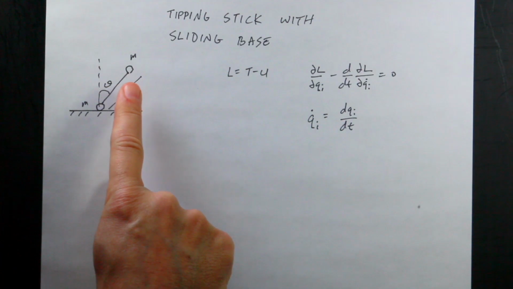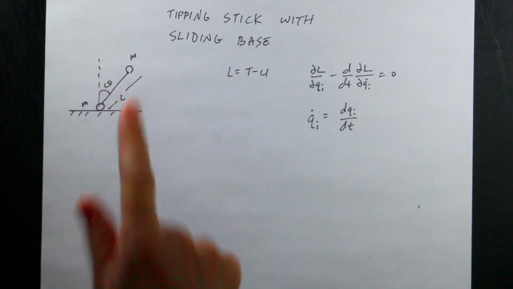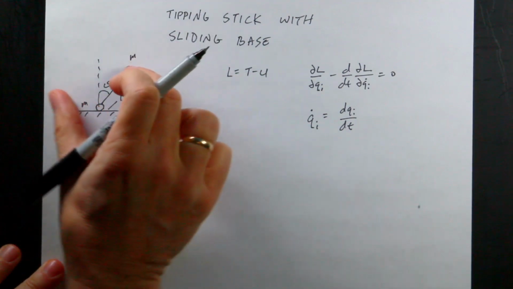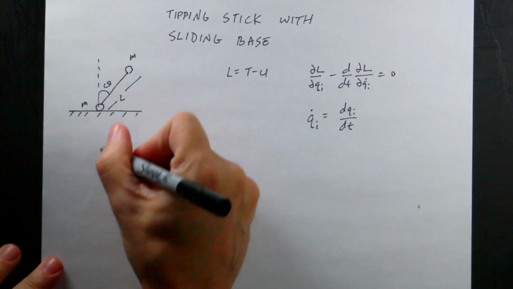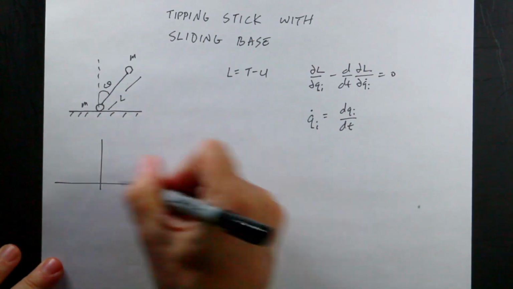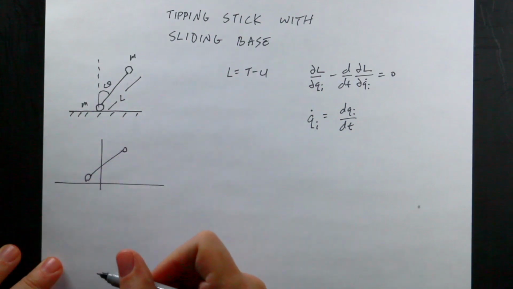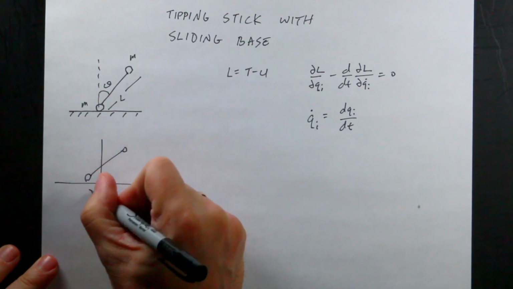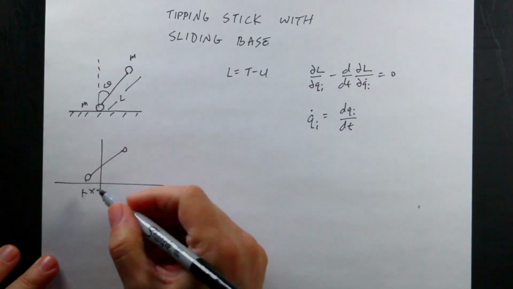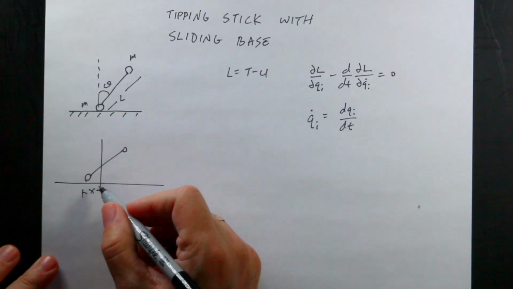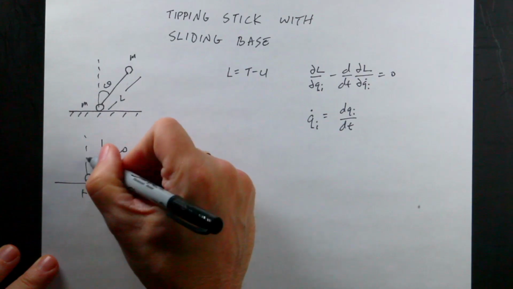Okay, so here's my stick. I actually have two generalized coordinates here. You can pick whatever you want, but if you imagine this thing is sliding, then let's draw this at some other position. What two coordinates could I use to describe this? Well, the first would be this value of x, which is the location of the bottom mass on the x-axis. And then the other is this angle theta.